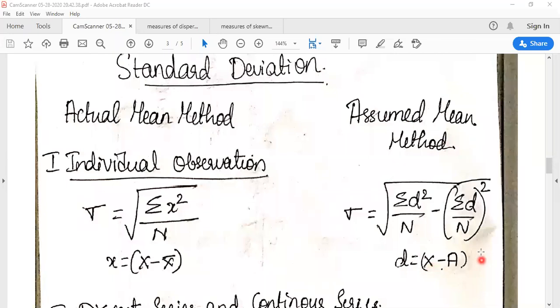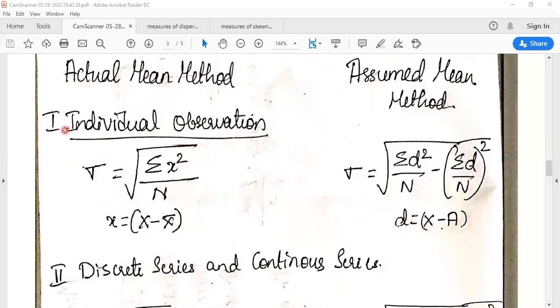Let us see. In the actual mean method, for individual observations, we find standard deviation using this formula: sigma is equal to the square root of summation x square by n. Now this x is not the direct x that you see in the problem, but this small x is the deviation. Now how do you find the deviation? X minus x bar. If you see, this is a small x, and inside it the big capital X has been utilized. So sigma equals the square root of summation x square by n.